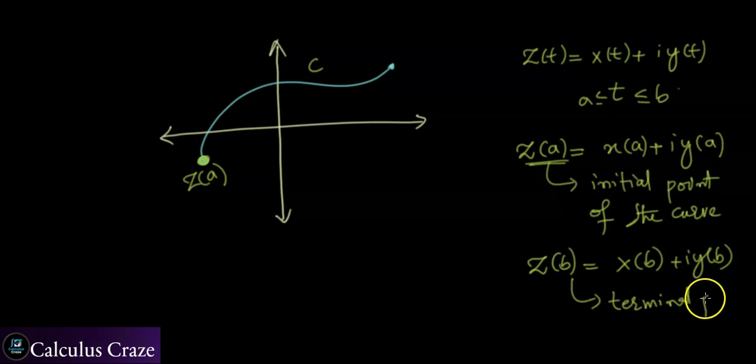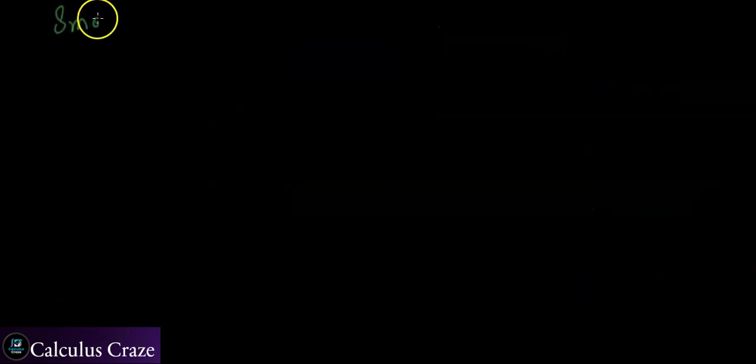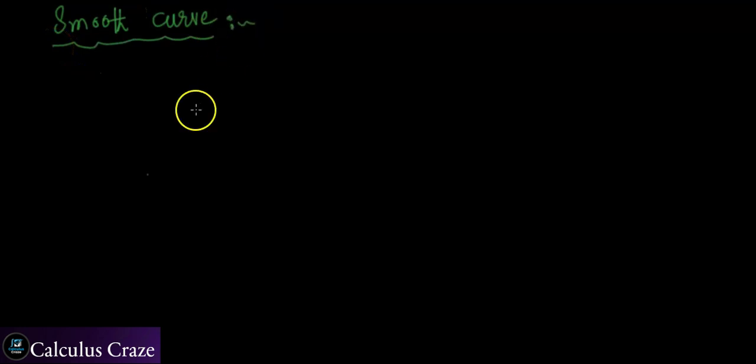Terminal point of the curve, right? So this point, let's say over here, is z of b. So our curve C has the initial point given by z of a and its terminal point given by z of b. Let's define a smooth curve. Smooth curve.